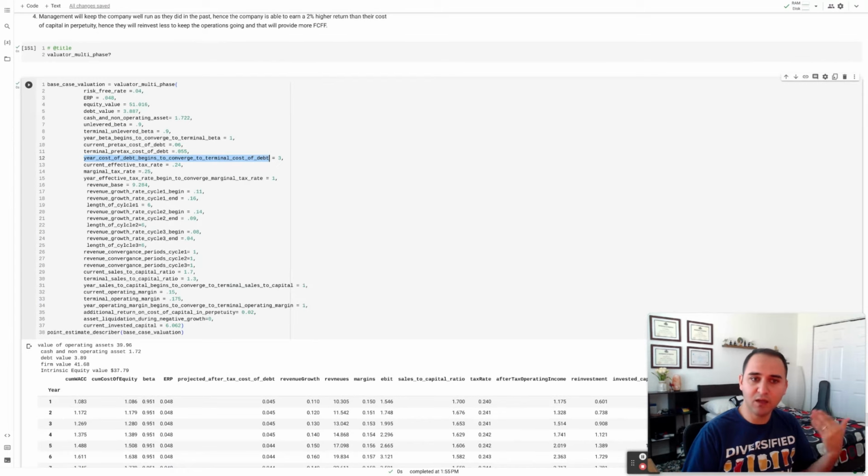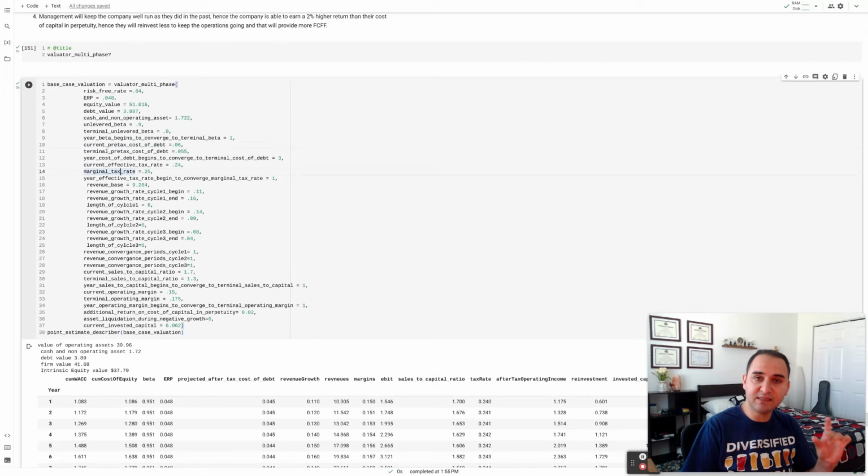And the model has that feature to take that into account. But then it asks again, when does that convergence take place? You can say it immediately from next year or from year three to the end of the valuation. And the next two parameters we will be providing are the current effective tax rate and the marginal tax rate.